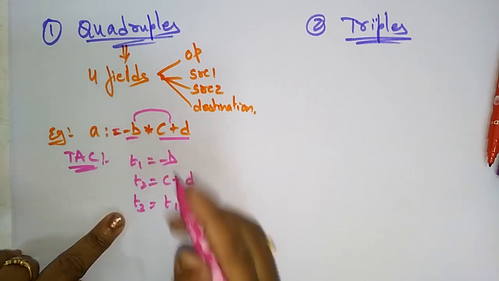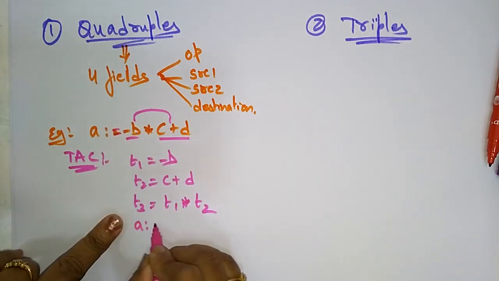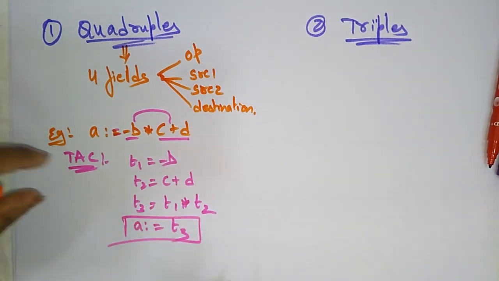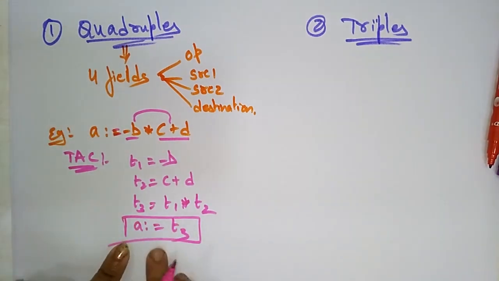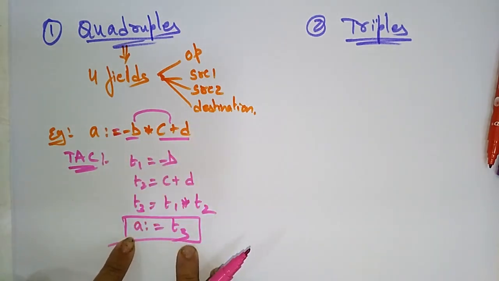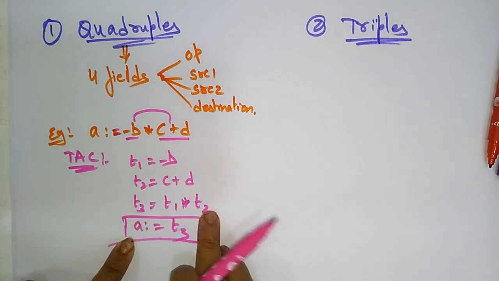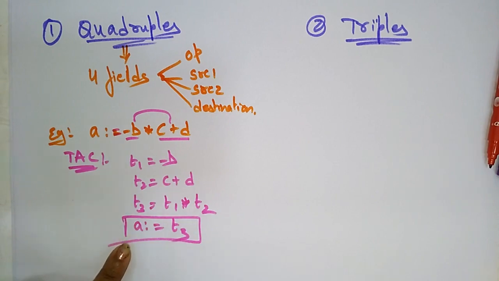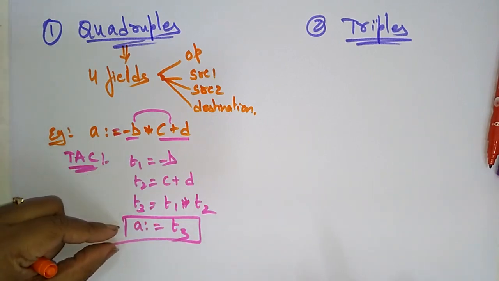So this is one operand. So finally A is equal to T3. So I converted the expression into a simple A is equal to T3. Instead of writing this complete expression, I just wrote A is equal to T3. So this T3 is nothing but T1 into T2, and T2 is C plus D, and T1 is equal to minus B. Okay, so I converted it into three address code.